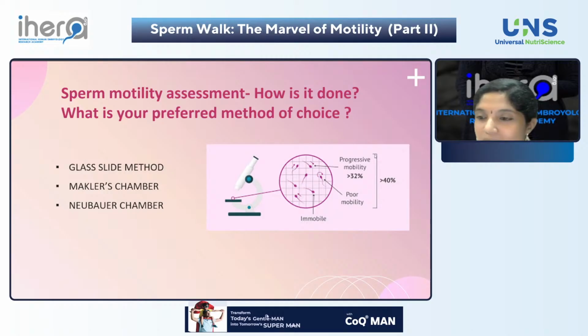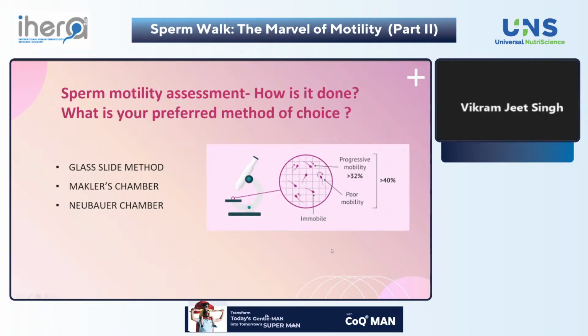Anybody for Neubauer? Why can we not assess motility by the Neubauer chamber? I think it is not possible, because we are diluting the sample there, so all the sperms will become immotile. Hence, motility cannot be assessed using the Neubauer chamber. Is there any difference in opinion? Am I right? Yes, you are right. Absolutely.